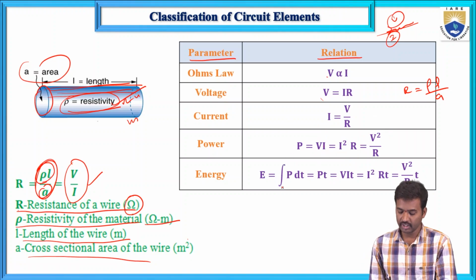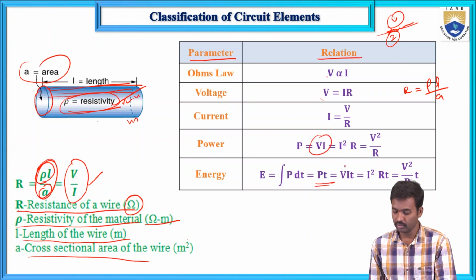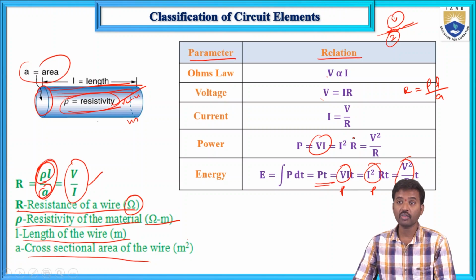So now here energy equals the integral of power. So power consumption over a period of time. Energy is the integral of P dt, which equals P into T. P means V into I, and I squared R, and V squared by R. So energy is the integral of power, that is P into T.